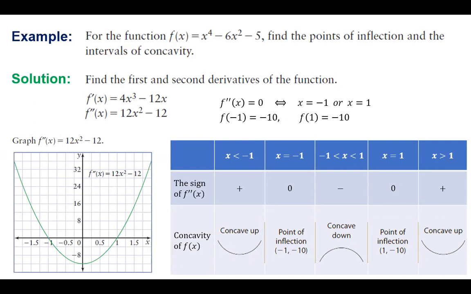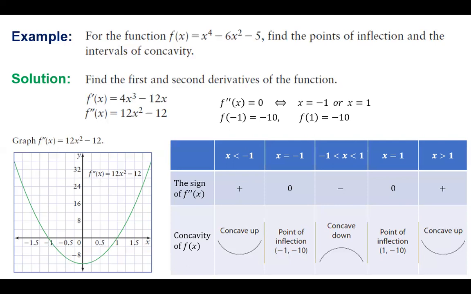And any interval makes this second derivative either positive or negative. The graph of the second derivative is drawn on the bottom left. Okay, first of all, if the second derivative is 0, we solve for x and get x is either -1 or x is +1. Then we find the value of the function at these 2 points.